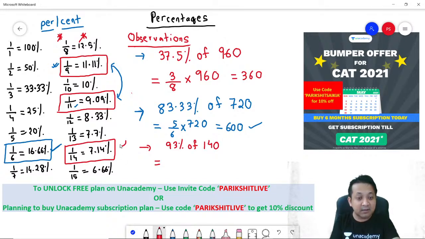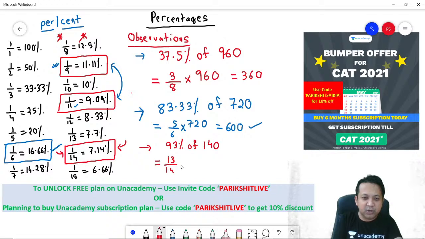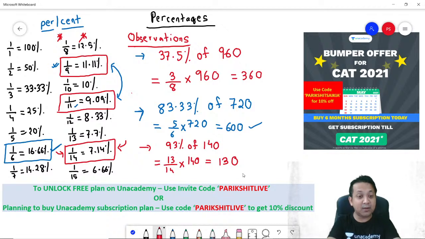What is 93%? The remaining portion. So out of 14 parts, you took one part. That is 7%. But the remaining is 13 parts, right? So 13 by 14 into 140, you will say approximately your answer is 130.